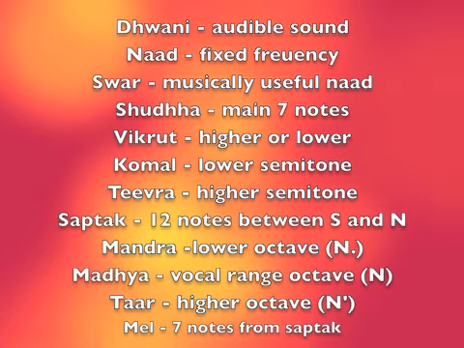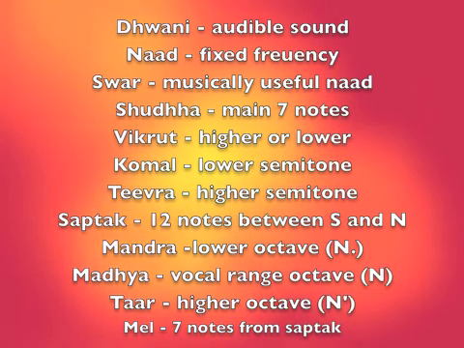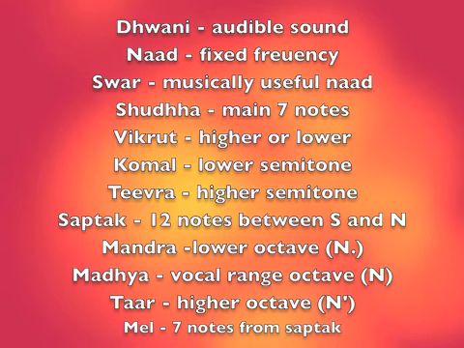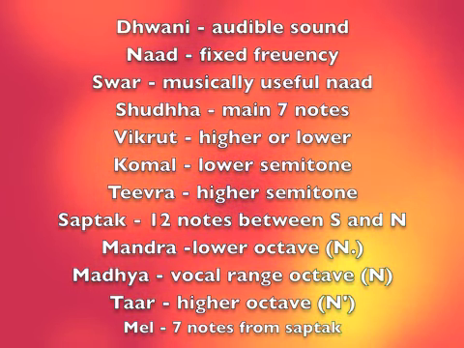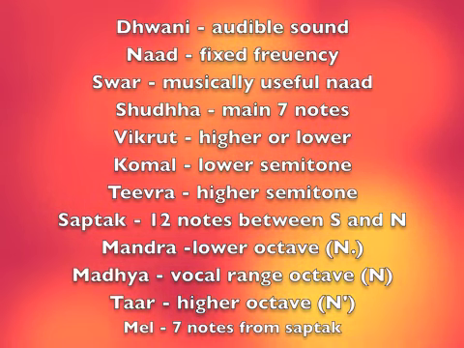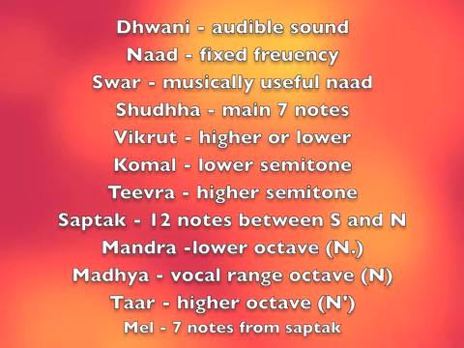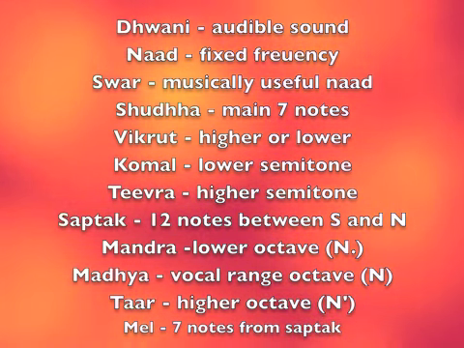When a swar is moved either lower or higher from its normal frequency, it is called a Vikrut Swar. A Vikrut Swar, which is a lower semitone, is called Komal Swar. Re, Ga, Dha and Ni can have their counterparts Komal. When a note is moved to a higher semitone, then it is called a Tivra Swar. Ma is the only swar in Saptak which is Tivra.